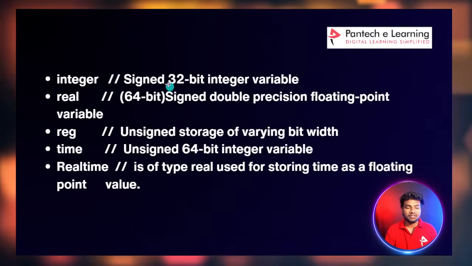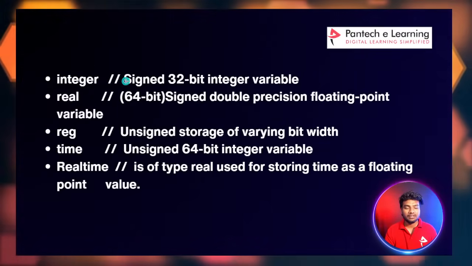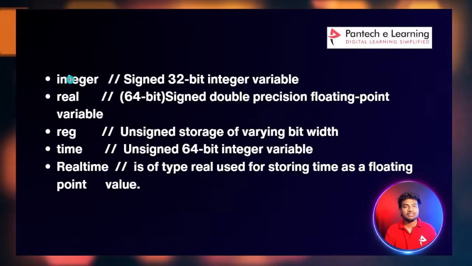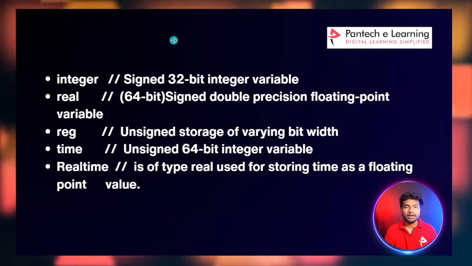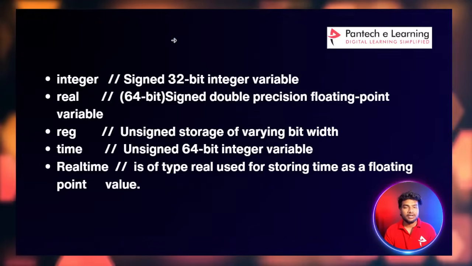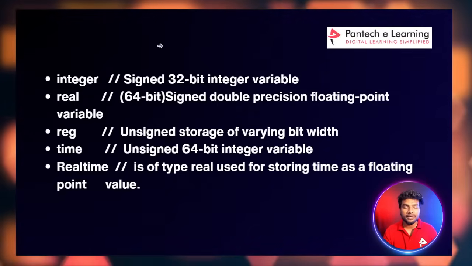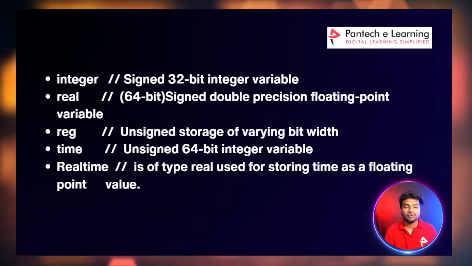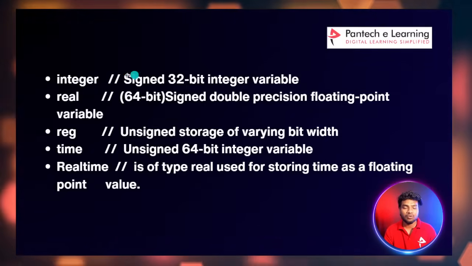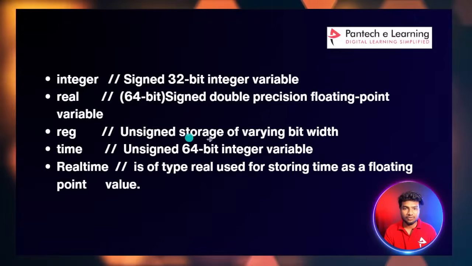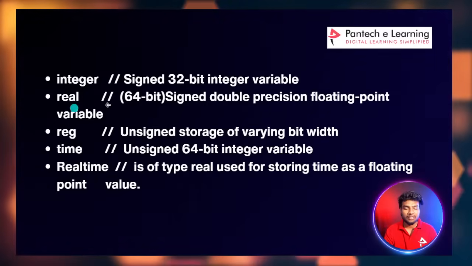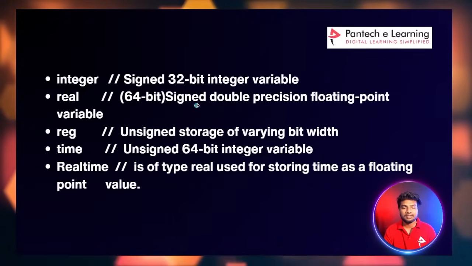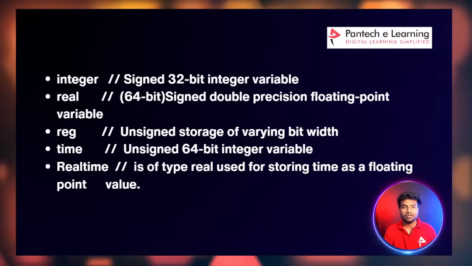And then this is the remaining set of data types: integer, real, reg, time, realtime. Integer is a 32-bit signed value. Signed means we can assign both negative and positive values to the integer, because it is signed in nature. And then real means double precision floating point. It is 64 bits wide, so we can give floating point values.